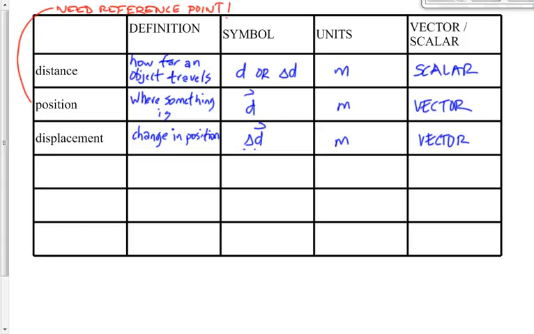What's my overall change in position there? I went from 1 meter north of the wall to 8 meters north of the wall. What's my change in position?